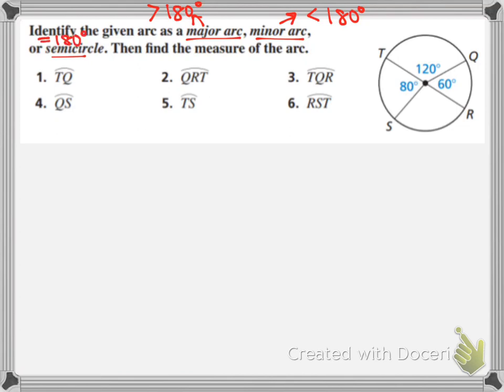So number one, we're going to find the measure of TQ. I can already tell, because it is two letters, it's going to be a minor arc. So let's figure out how many degrees it is. It starts at T and goes towards Q, so you want the shortest distance from T to Q, so it'd be this piece. The arc will be the same measure as the central angle, so it's going to be 120 degrees.